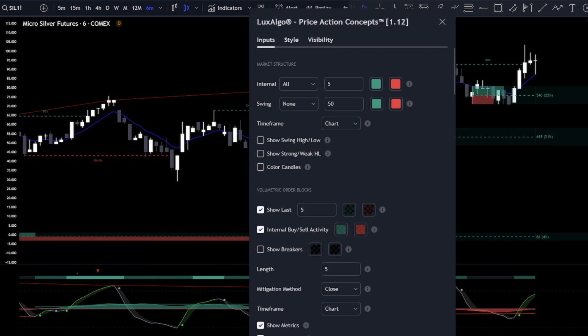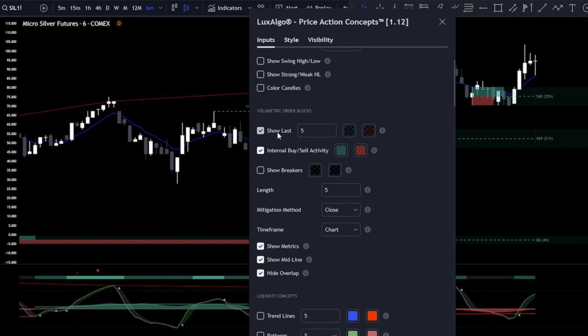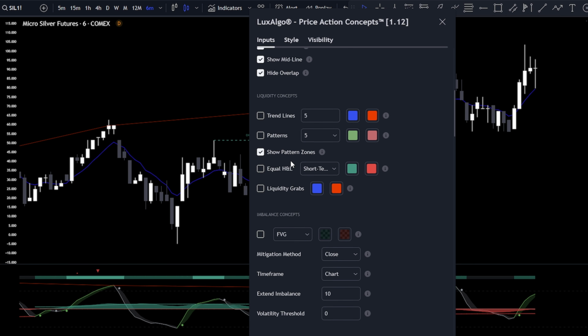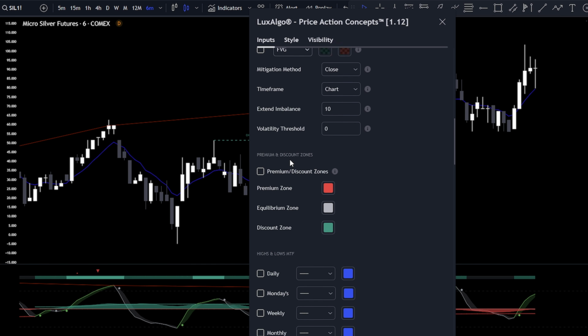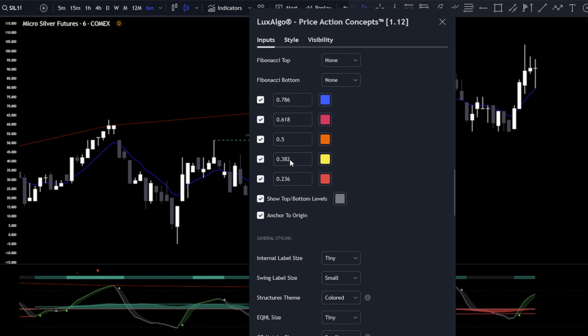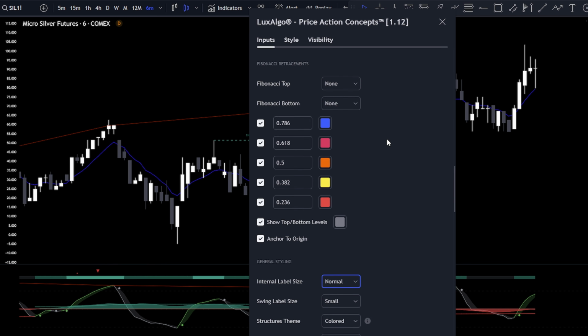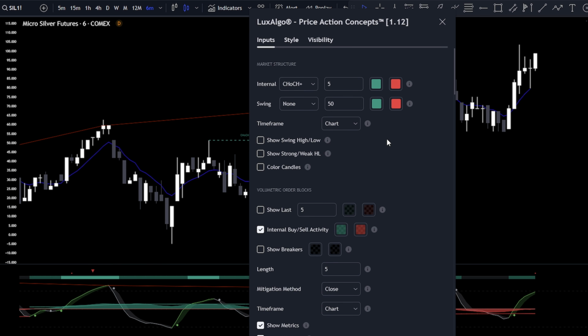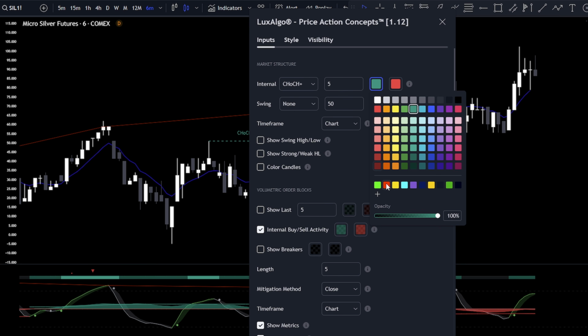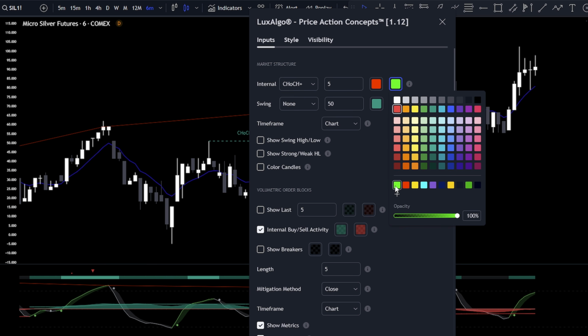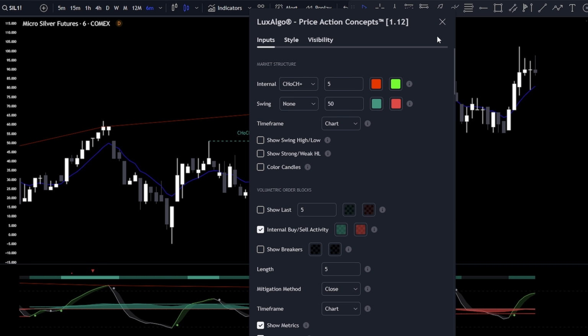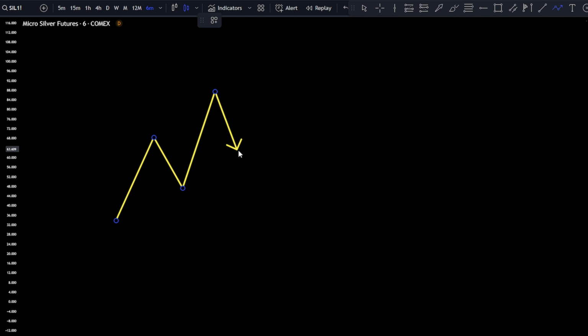Alright, now let's adjust the settings of the Price Action Concepts indicator. For this strategy, we are only going to use internal market structure, and we will only use the CHOCH plus labels. And now listen carefully. For bullish CHOCH labels, you want to change the color from green to red, and for bearish CHOCH labels, you want to change the color from red to green. I'll explain that in a minute. Now make sure only the market structure labels stay enabled, so you want to disable everything else within this toolkit. Then click OK.